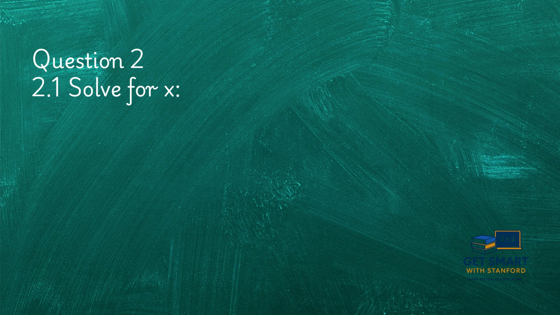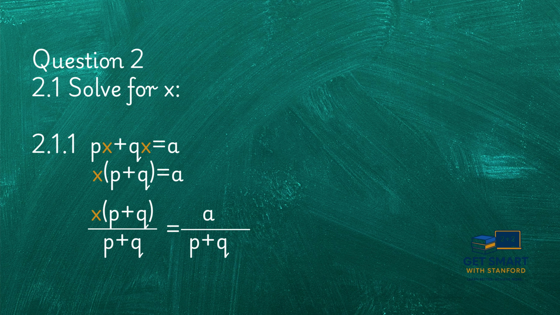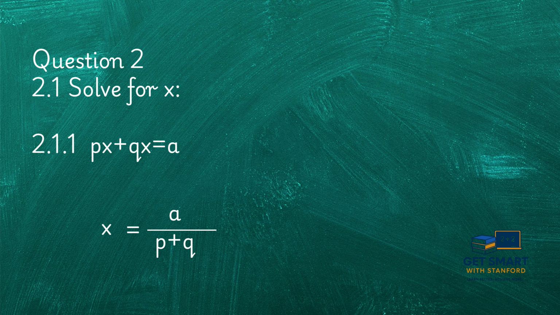Let us look into question 2, where we are required to solve for x in 2.1. 2.1.1: px + qx = a. Here we have a common factor x. That is why I highlighted it in gold so that you can see it. We then divide both sides by p + q and find the value of x to be a divided by p + q. That's it.